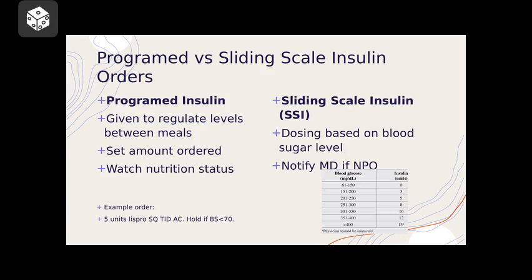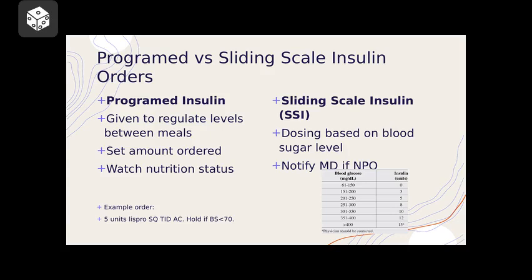To give you an example of what the order may look like, I put a little example down here: 5 units of Lispro sub-Q 3 times a day with meals. Hold for a blood sugar less than 70. So this is a totally appropriate order. Give this insulin with a meal, so your patient's eating. That set quantity is to cover for the amount of food that they're eating with their meal. If their blood sugar is below 70, you wouldn't want to give this insulin because it could make their blood sugar too low.